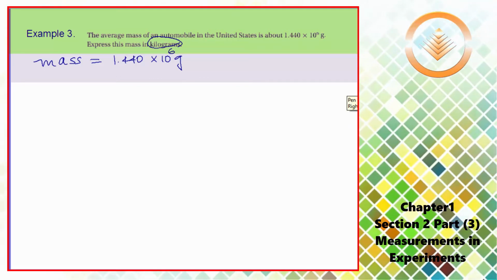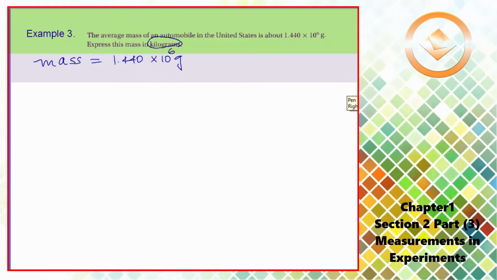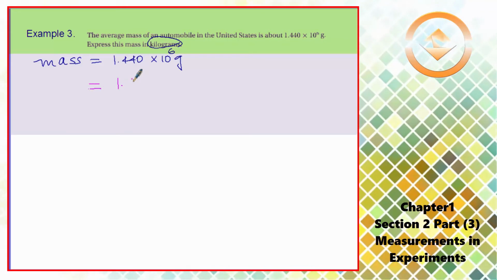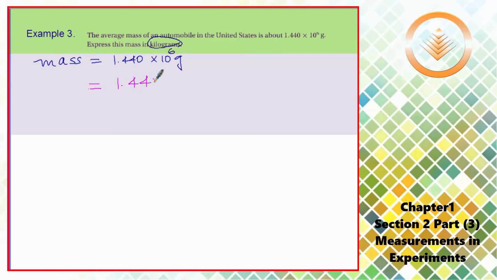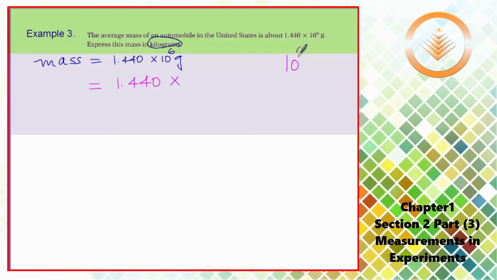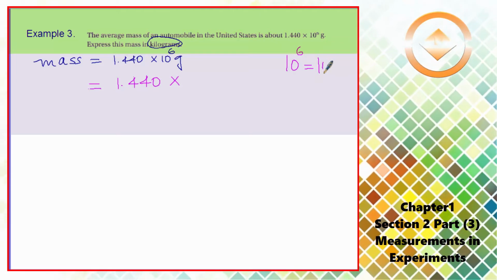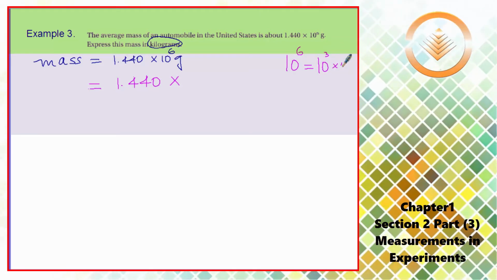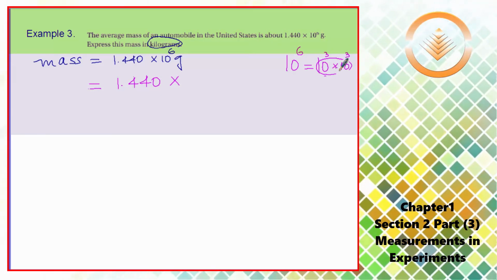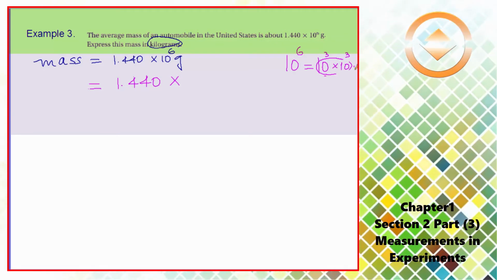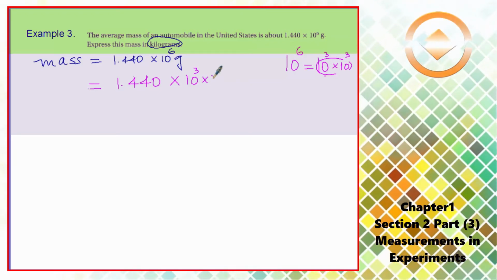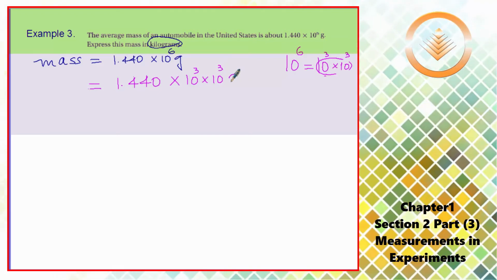What you have to do is, I want to write this 10 to the power of 6 as a product of 2 powers of 10. I can rewrite this as 1.440 multiplied by 10 to the power of 3 multiplied by 10 to the power of 3. Because these two have the same base, I will take 10 and add the exponents. 3 plus 3 will give me 6. So I can write this as 10 to the power of 3 multiplied by 10 to the power of 3 gram.